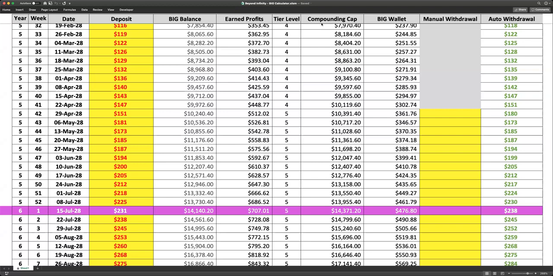Just as an example, that's the first time that this person would be able to withdraw from their big balance. So let's just withdraw 200. And you'll see that's in the manual withdrawal column, the yellow boxes, that's the only place. And you see how that 200 was actually taken from your big balance. Now, I just wanted you to see how it works.